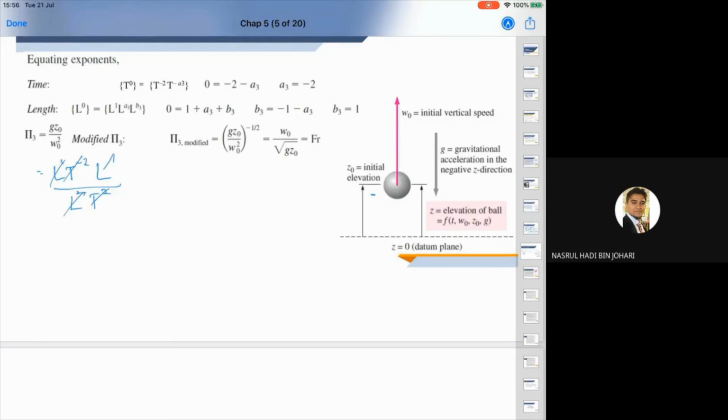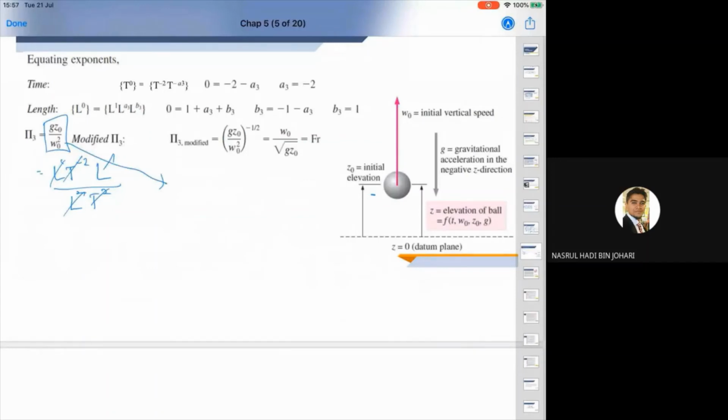But we have to modify G2. Sorry, all of them are already dimensionless. So I retract my statement just now. I thought that pi3 was still not dimensionless, but it's already dimensionless. But G Z naught over W power of 2 naught are not very clear on what purpose of terms that are useful in the analysis. So we have to modify the pi3 so that it will be useful.